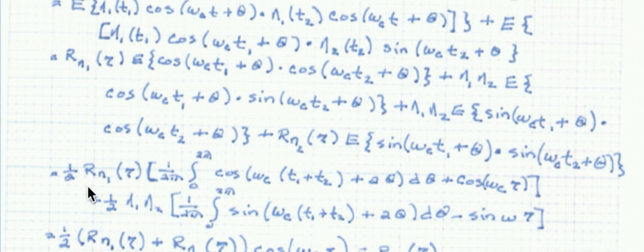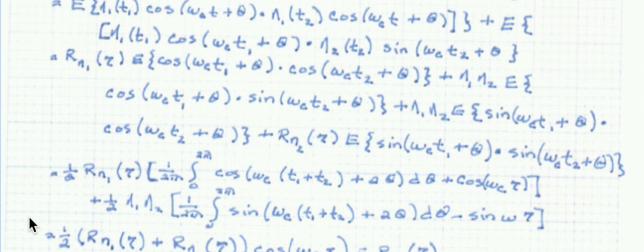1/2 of R sub n1 of tau times the quantity 1 over 2 pi from 0 to 2 pi of cosine the quantity omega c, the quantity t1 plus t2, plus 2 theta, I'm sorry, d theta, plus the cosine of omega c tau, plus eta 1, eta 2 times the quantity 1 over 2 pi, 0 to 2 pi of the integral sine of omega c t1 plus t2 plus 2 theta d theta minus the sine of omega c tau.